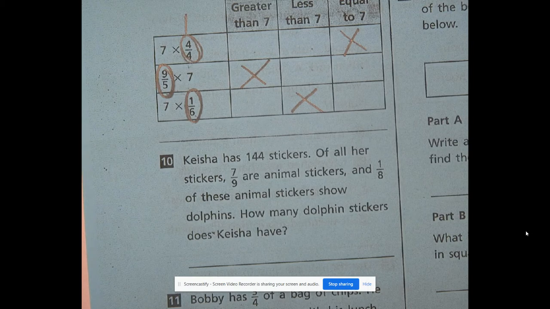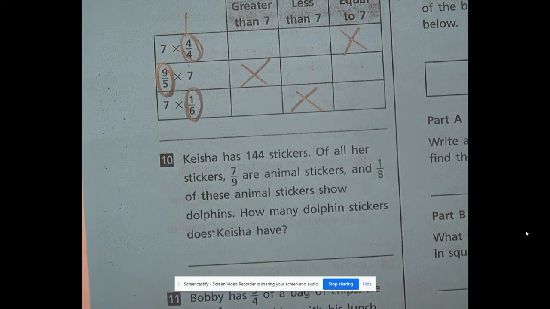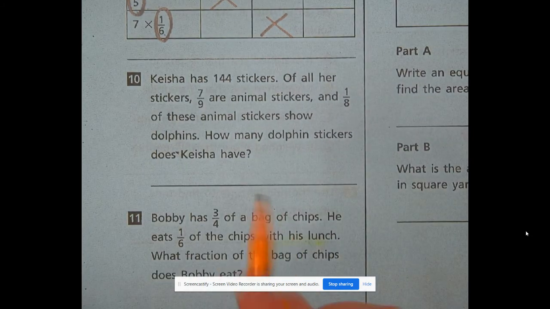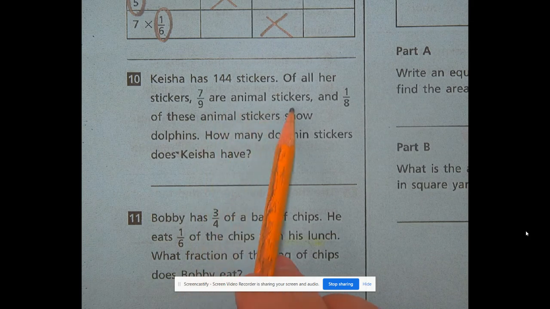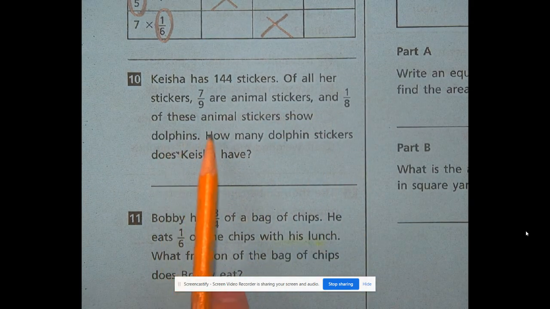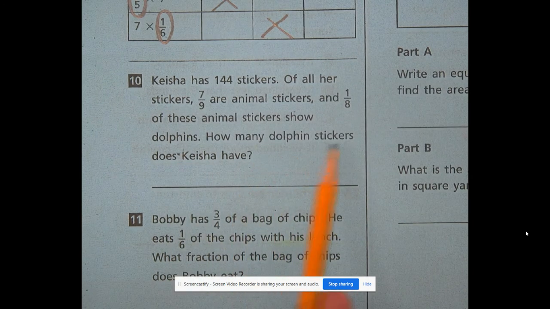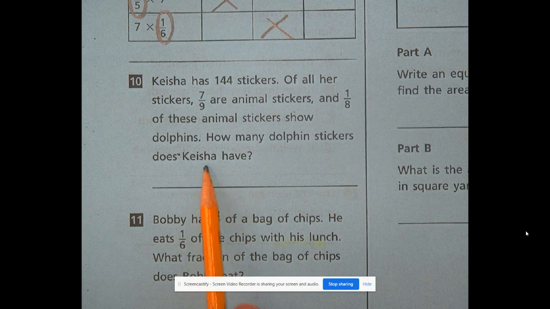Let's finish this out, okay? All right. Okay, Keisha has 144 stickers. Of all her stickers, 7/9 are animal stickers, and 1/8 of these animal stickers show dolphins. How many dolphin stickers does Keisha have?